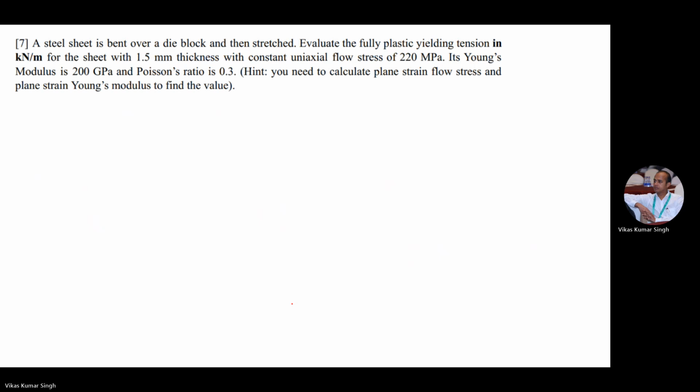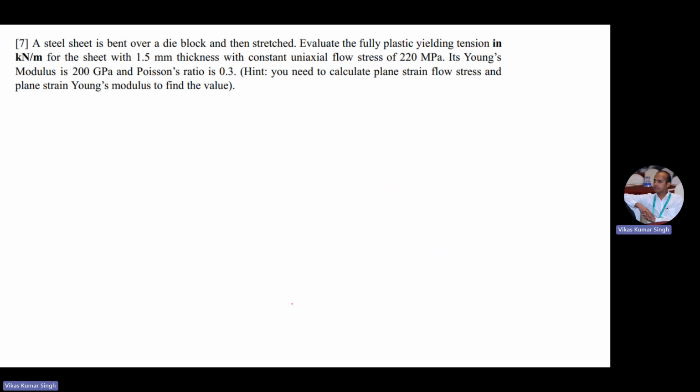Yeah, here is a very good question. A steel sheet is bent over a die block and then stretched. Okay, evaluate the fully plastic yielding tension in kilonewton per meter for the sheet with 1.5 thickness with constant uniaxial flow stress of 220 MPa. Its Young modulus is 200 GPa and Poisson ratio is 0.3.